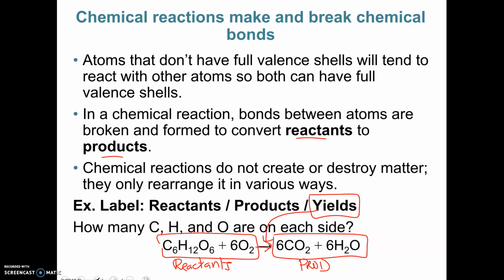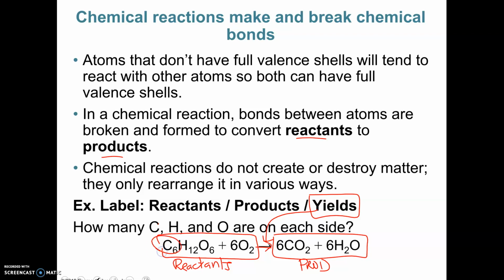And what that means is that the number of atoms that go in on the left side of a reaction should be equal to the number that come out on the right side of a reaction. So if we count up the carbons, hydrogens, and oxygens on the left, it should be the same number as the carbons, hydrogens, and oxygens on the right.